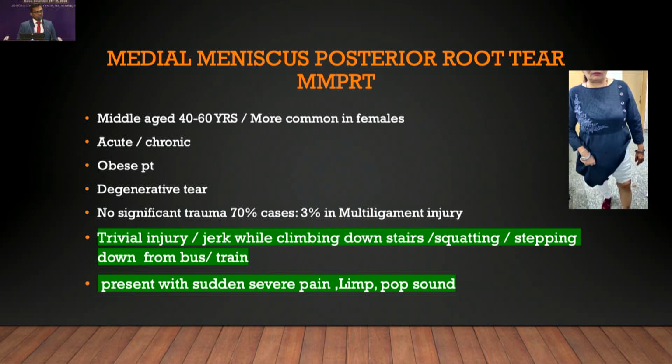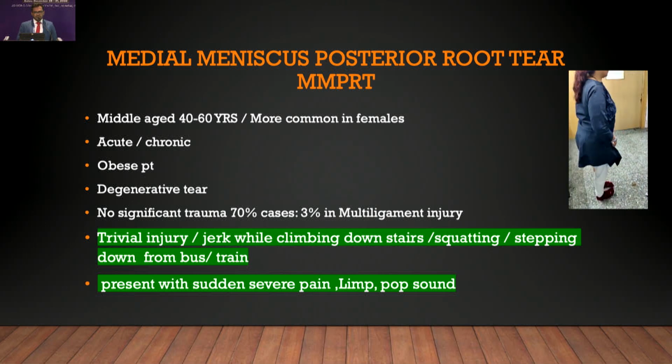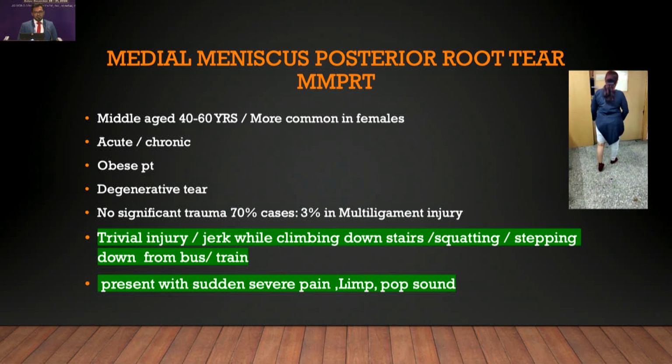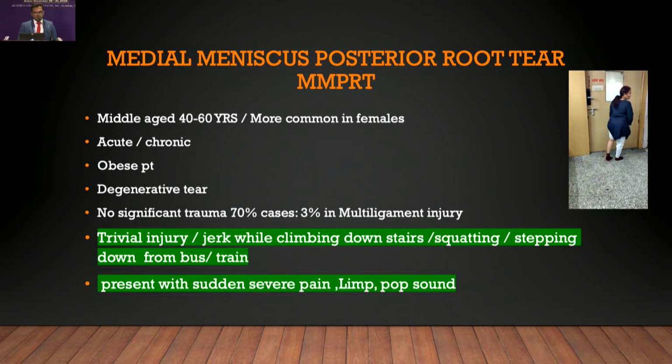This is a typical patient of a medial meniscus posterior root tear presenting in the clinic. They are generally middle-aged women or men, more commonly females of 40 to 60 years of age. It may be an acute or a chronic presentation. Generally, they are on the heavier side. They are mostly the degenerative type of tears, and there is no significant trauma or injury. In 70% of the cases, it is without any significant injury. However, it is associated in 3% with multi-ligament injuries.